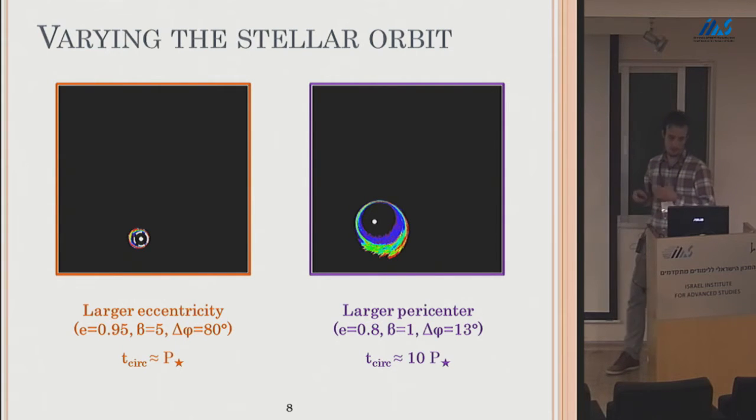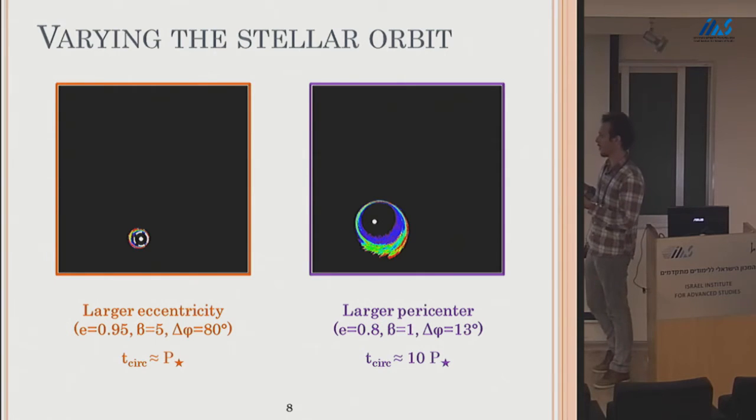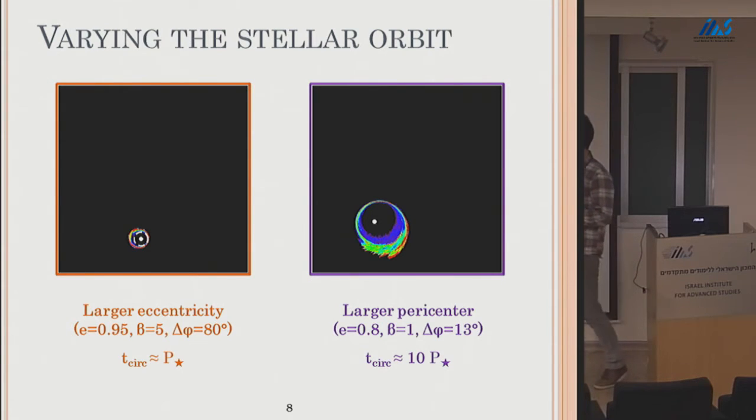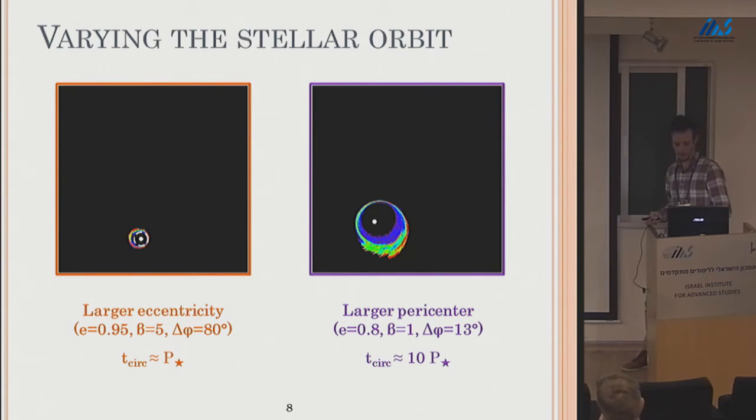Okay, so that's another conclusion of our work, in the case of bound orbits. The circularization timescale is determined by the stellar orbit, being shorter in the case of larger eccentricity and longer in the case of larger pericenter.